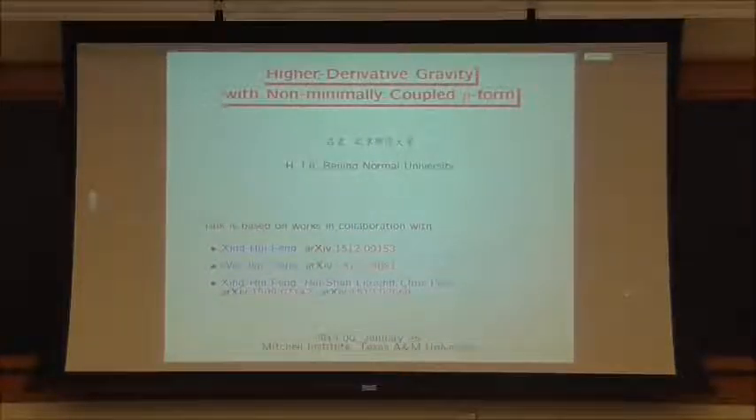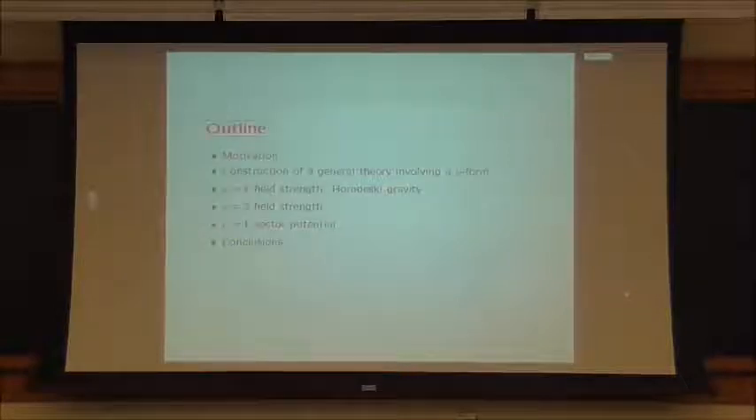This work started with some work with Chris and Haishan about Einsteinian cubic gravity. And we studied the thermodynamics there and found unusual properties. Then we realized that cubic gravity is just a special case of a more general class of theories we can construct, where cubic gravity can be viewed as higher derivative gravity with a non-minimally coupled one-form, whose potential is like an epsilon. So that's basically the main idea.